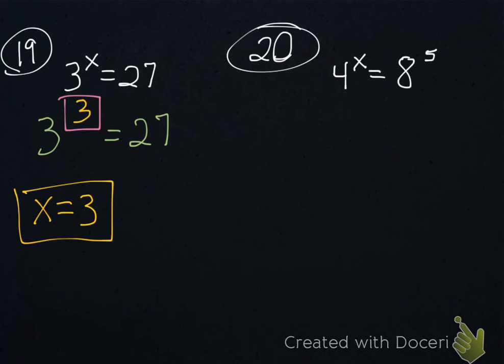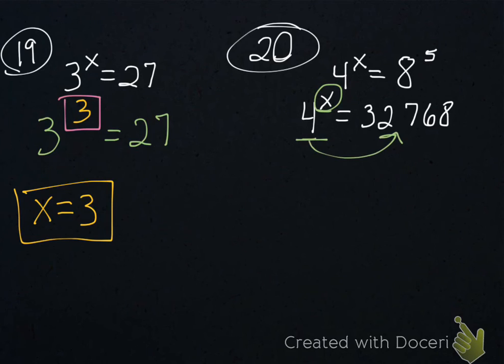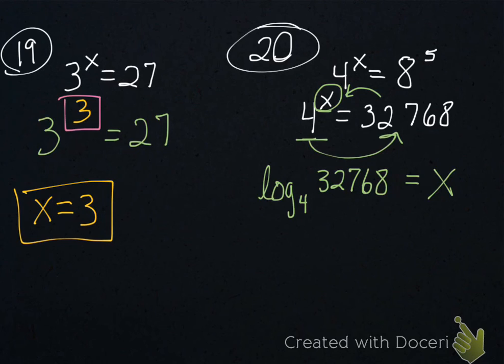Number 20 looks like a really tricky problem, but it actually is not. Did you know 8 to the 5th is a real number? Yeah, so let's actually just plug that in. So I have 4 to the x equals 32,768. It's a big number. If that were in your savings account, you'd be really happy. But we're going to take the log of it because we want the exponent by itself. So what's the base? The base is 4. So I have log base 4 of 32,768 equal to my exponent, which is x.